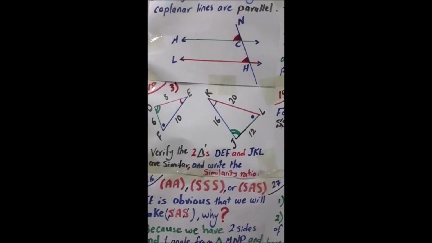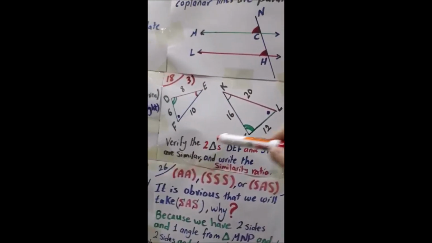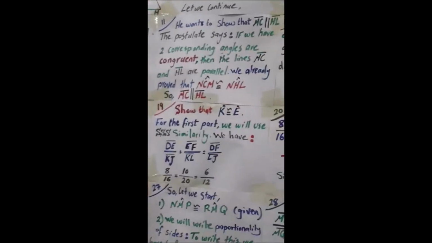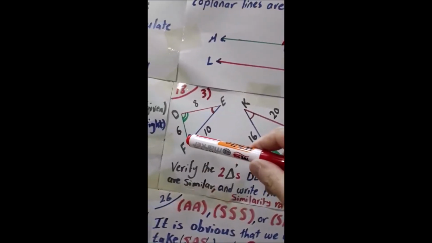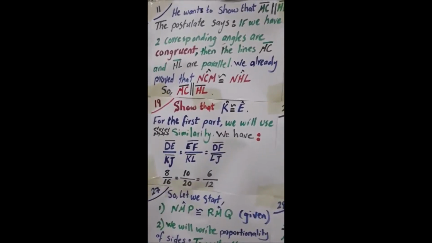As you see, guys, here we have two triangles, DFE and KJL, and we verify the two triangles DEF and JKL are similar, and write the similarity ratio. And then he's asking two things. First of all, you have to show that these two triangles are similar, and the second part is to show that angle K and angle E are congruent angles.